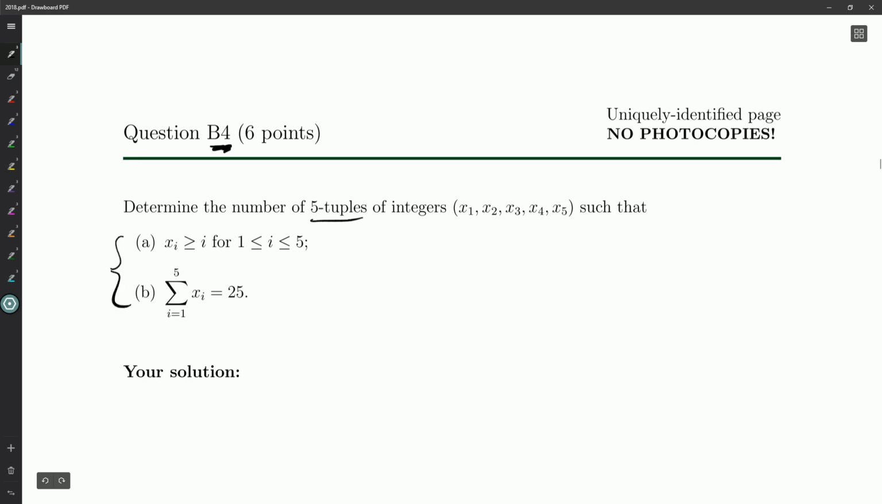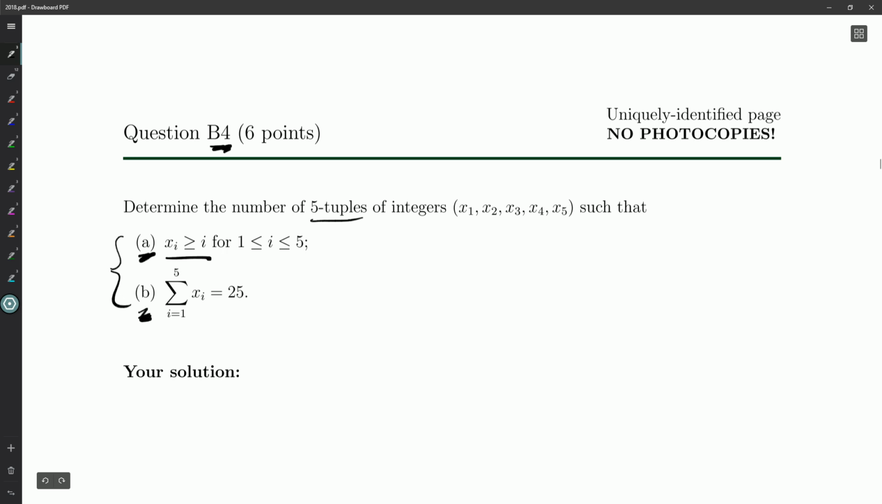I think... or is this an A part and a B? No, it can't possibly be an A part because there would be an infinite number of tuples. I really wish they would have said something like "such that they satisfy the conditions," because this really looks like 2 parts of a question. Anyway, I don't really care.